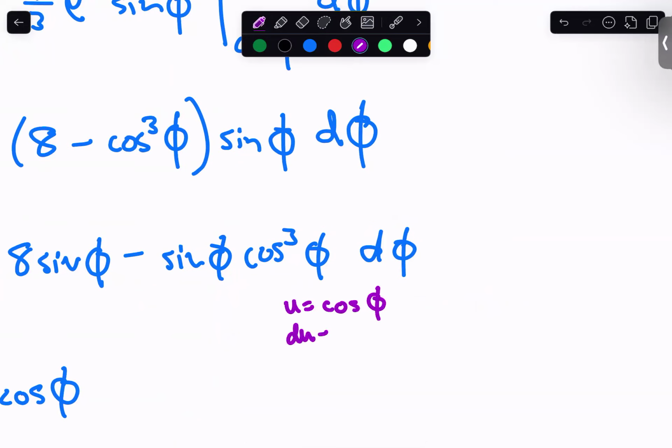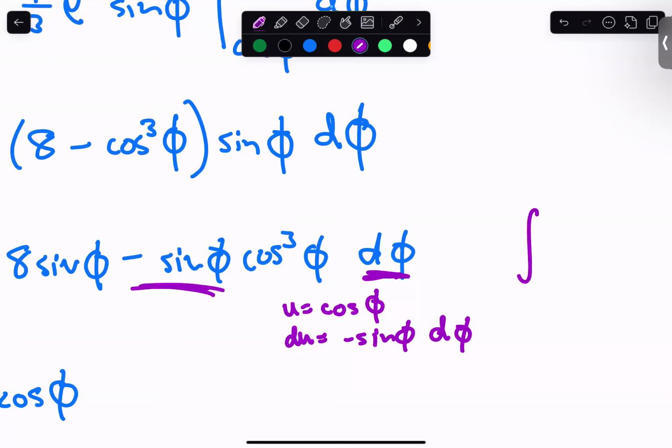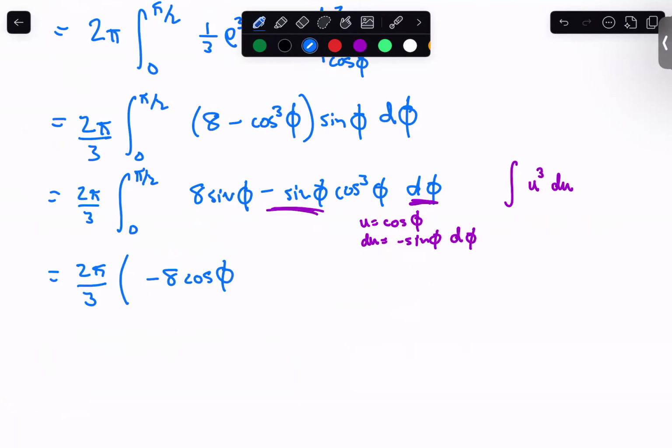So we're going to use a u sub, where u is equal to cosine of phi. And then in that case, du is going to be equal to negative sine of phi d phi. So I can trade in my negative, my sine, and my d phi for a du. And so this is just going to become the integral of u cubed du. So when I integrate that, I'm going to have 1/4 u to the 4th. And u again was cosine of phi. I still need to evaluate this from 0 to pi over 2.